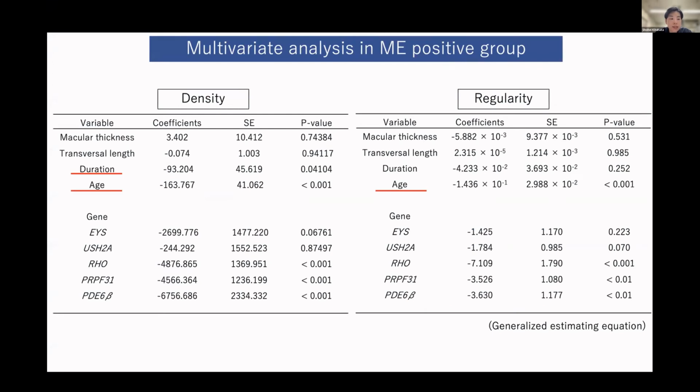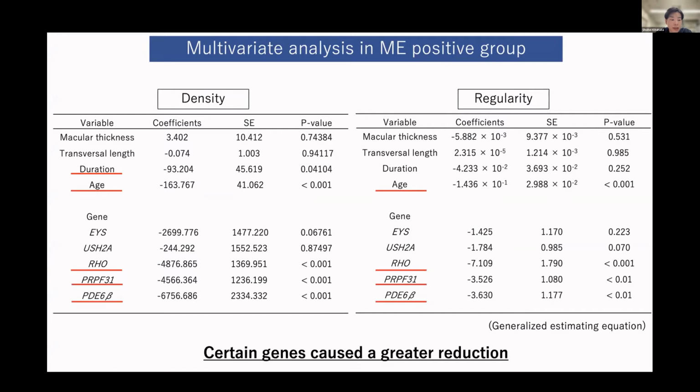Furthermore, in the ME positive group, multivariate analysis was performed using macular edema-related items and genetic variants. Density and regularity decreased with age, and there was an association with duration in density. In addition to that, there was a tendency for photoreceptor density and regularity to decrease more in patients with mutation of RHO, PRPF31, or PDE6 beta. So we found that these genes caused a greater reduction in density and regularity.